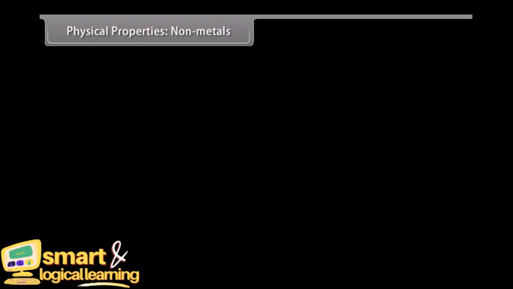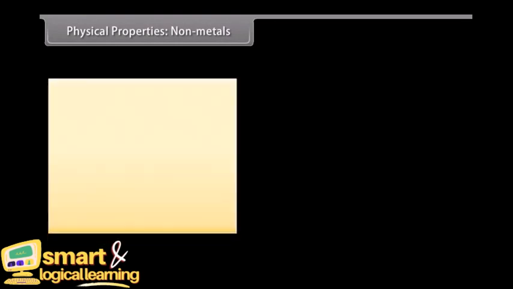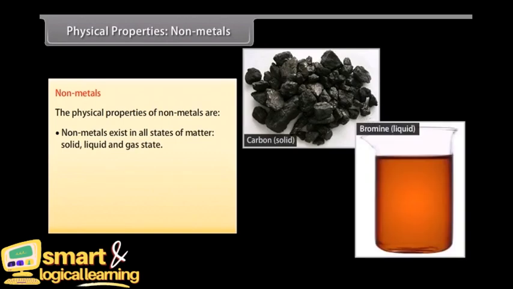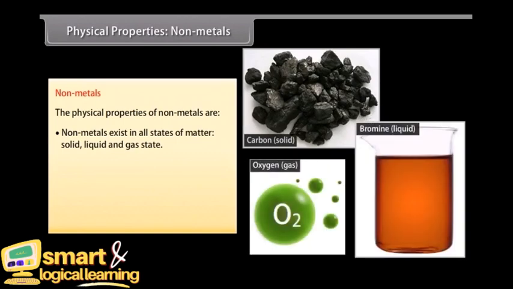Physical properties. Non-metals. Let us now look at the physical properties of non-metals. Physical state. Non-metals exist as solid, liquid, or gaseous in state at room temperature. Gas: oxygen, chlorine, fluorine. Liquid: bromine, and solid: carbon.